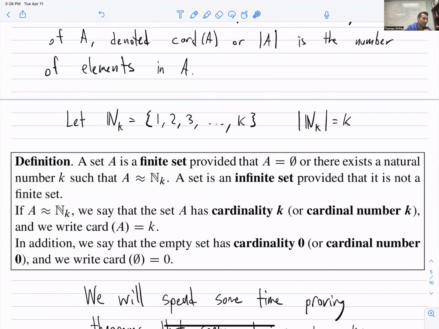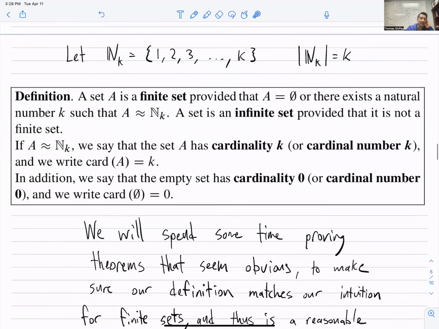And finally, or not finally, if you're in equivalence with N sub k, then you have cardinality k, right? Your cardinal number is k. You have k elements. And if you have cardinality 0, that means you have the same cardinality as the empty set, and you'd say your cardinality is 0.